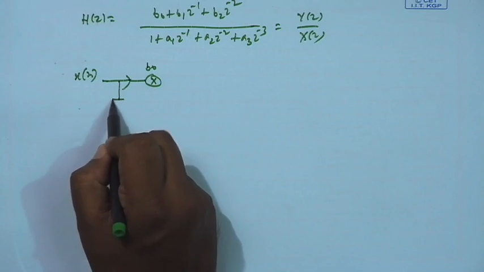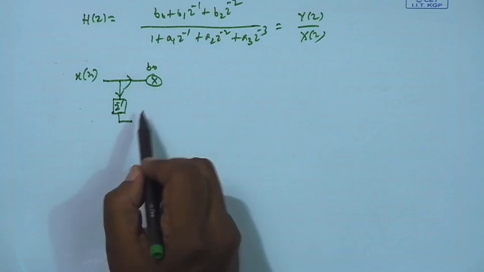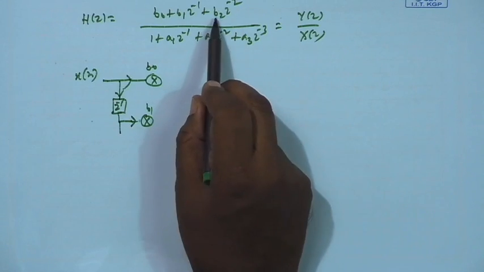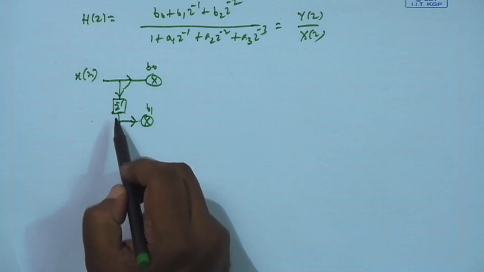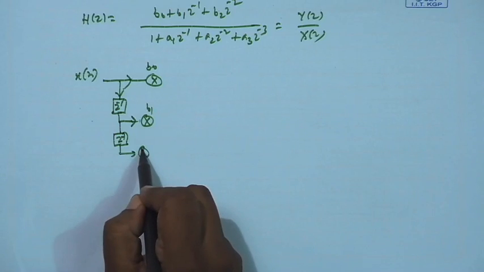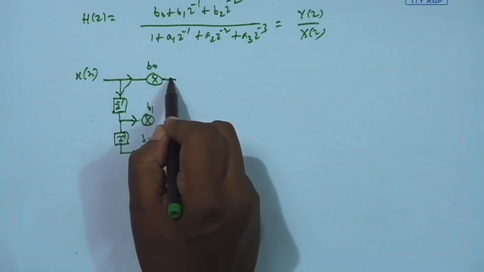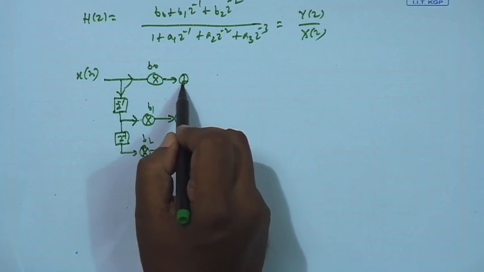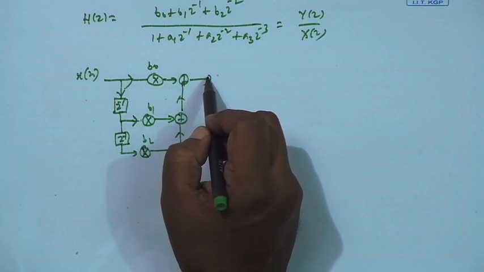So, suppose it is delayed, and after that multiplied by B 1, then X z B 2 Z inverse 2. Z inverse 2 X z means in time domain x n minus 2, already I have x n minus 1. So, one more delay and then multiplied by B 2, and they have to be added, this plus and this plus. So, they get added. So, what is generated here is X z into this numerator, that part is generated.